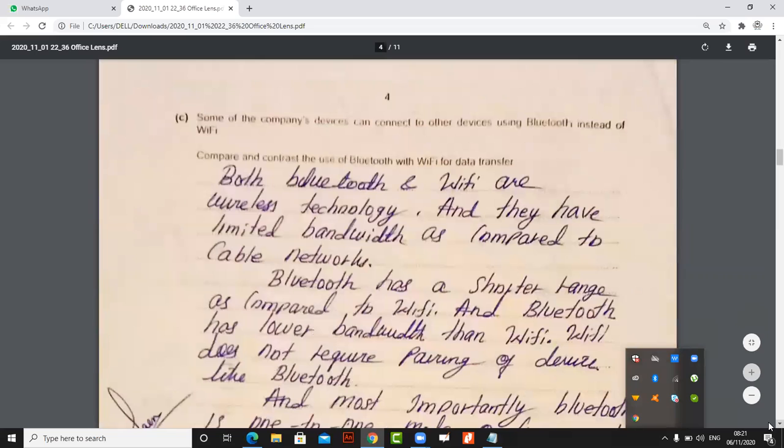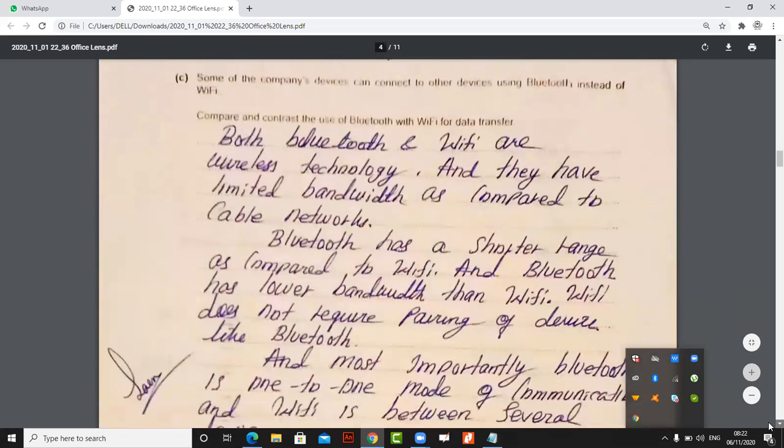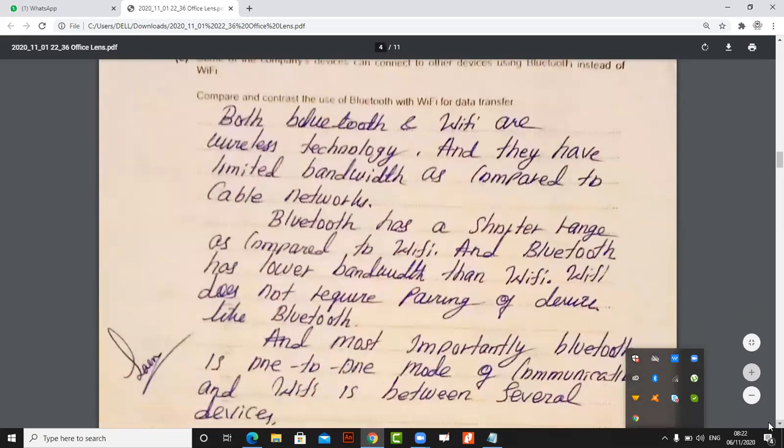Some of the company's devices can connect to other devices using Bluetooth instead of Wi-Fi. Compare and contrast the use of Bluetooth with Wi-Fi for data transfer. Okay. So I repeat again, question basically क्या है? We need to compare and contrast the use of Bluetooth with Wi-Fi. Well, generally, not a very tough question.